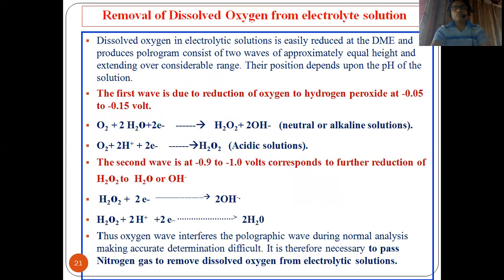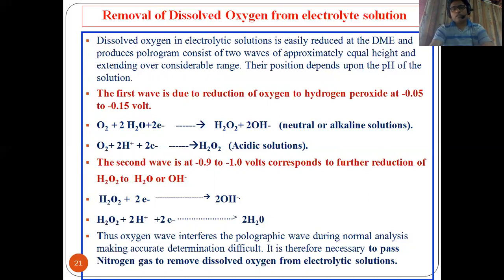There is again a provision of nitrogen introduced into the cell and removal of nitrogen, because we want to remove the dissolved oxygen from the electrode solution. So why is it necessary? Because oxygen is reduced at the electrode surface, and the following reactions take place when the potential is minus 0.05 volt to minus 0.15 volt. Oxygen with water plus 2 electrons forms H2O2 in a neutral or alkaline solution. When the solution is acidic, oxygen with H plus ions forms H2O2.